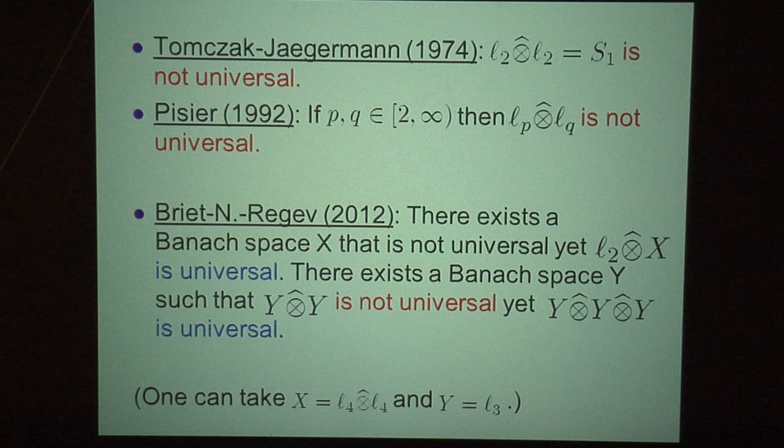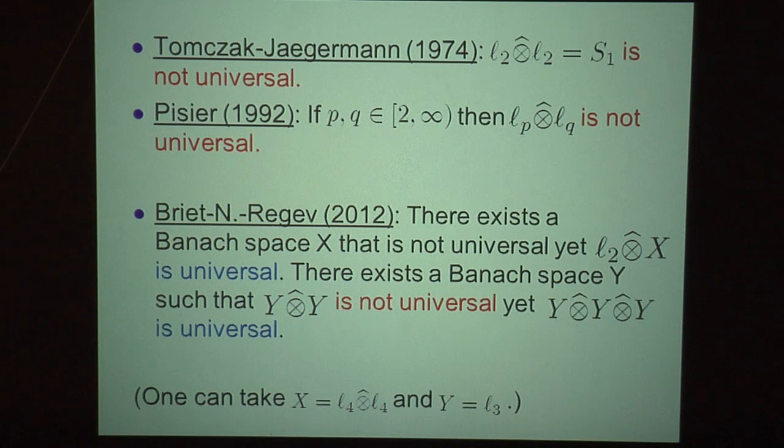But recently, Briët, Regev and myself managed to prove that we can get the same sort of phenomenon as in Pisier's theorem, but when one of the spaces is even Hilbert space. So I can give you a Banach space that is not universal, but if you take its tensor product with Hilbert space, all of a sudden everything fits inside. It contains all finite metric spaces. And then you can do all kinds of funny looking things.